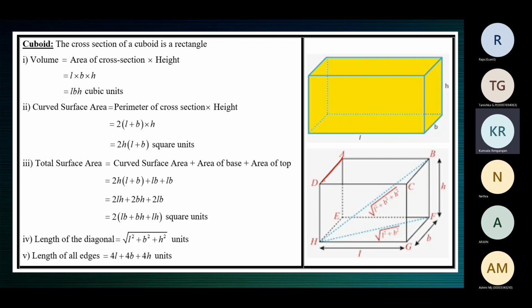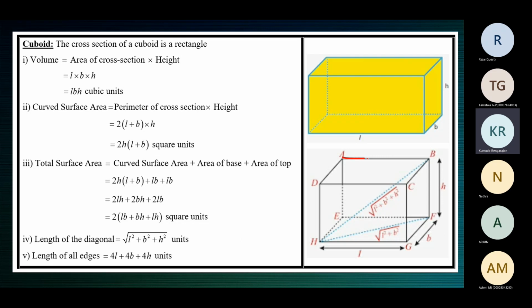See here, 1, 2, 3, 4, four edges on the top, and in the bottom, 5, 6, 7, 8. So 4 on the top, 4 edges at the bottom, and you can see the vertical edges, 9, 10, 11, 12. So like a cube, a cuboid also has 12 edges, but the edges are not all of the same length. All the edges do not have the same length like a cube.